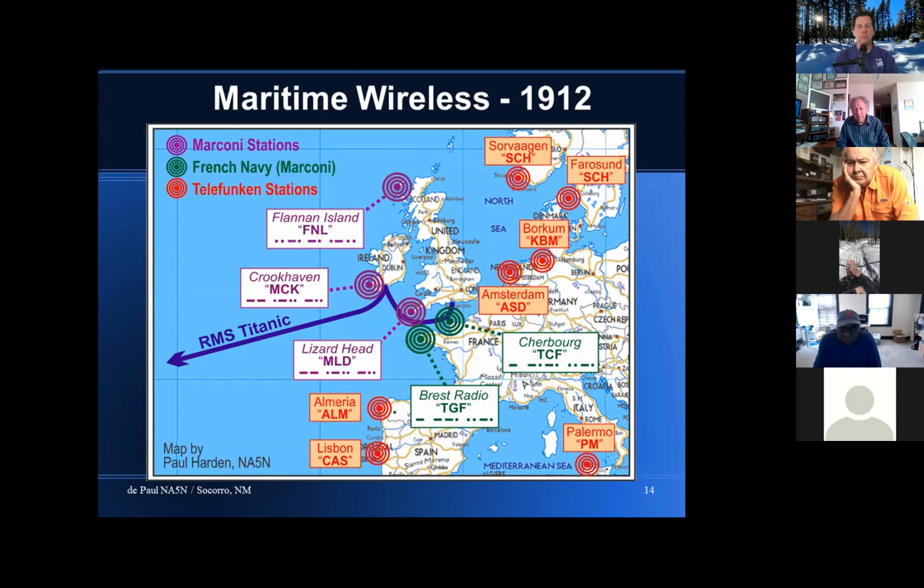There was no particular system to them at that time, and you'll notice that even all the Marconi stations did not begin with M. We have Finian Island in the north of Scotland, which has the call letters FNL, where the rest of them begin with an M.